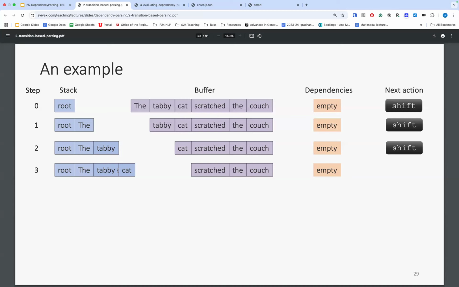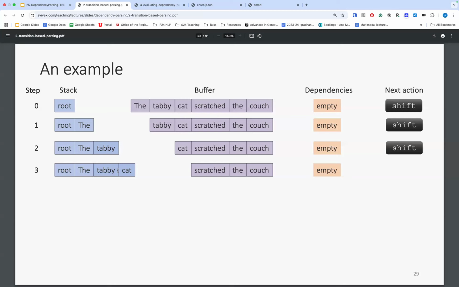Left arc, that's right. Elham, do you want to walk us through why? Because cat can be the head, and then the and tabby can be separately the receivers. Okay, but pay attention, you mentioned both the and tabby right now. So remember, it's okay if you forgot, but do you remember how many words we can take from the stack at a given moment? Yeah, just the top two.